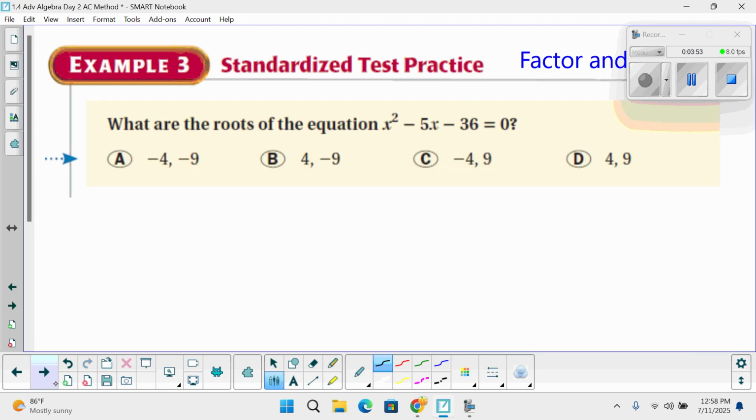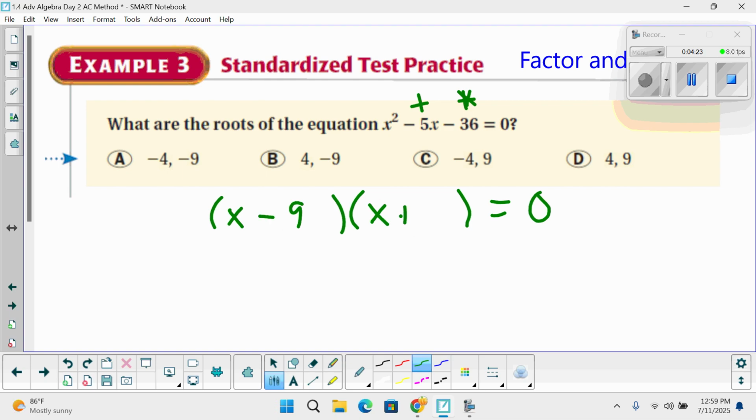All right, let's try this. It says, what are the roots of this equation? x squared minus 5x minus 36. I'm looking out front at my A value here and there's nothing. So this is just going to be the old-fashioned factoring method, my favorite, the very first one we learned and the easiest one to use. Can you think of the numbers that multiply to -36 that add up to -5? Those numbers would be -9 and +4.